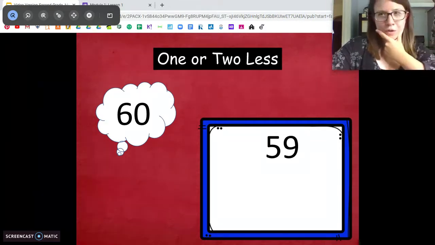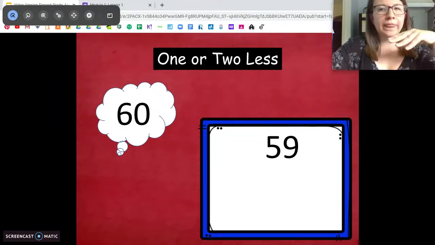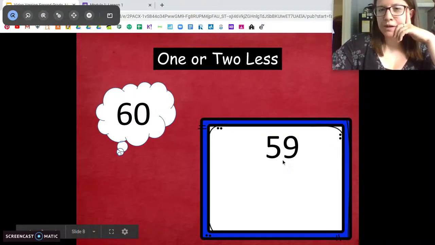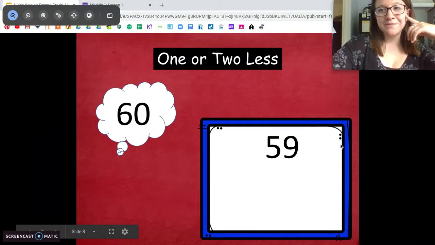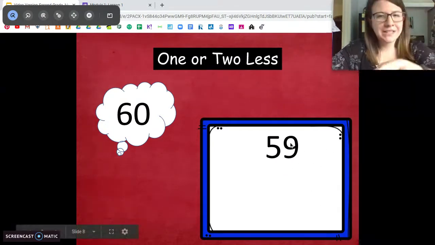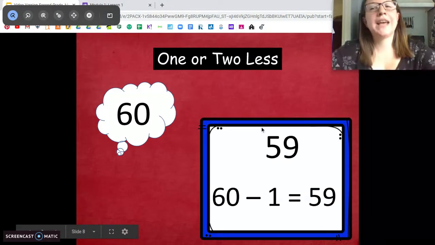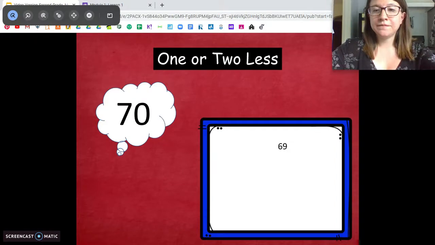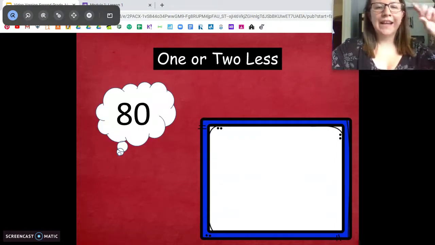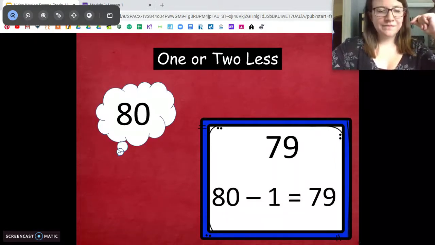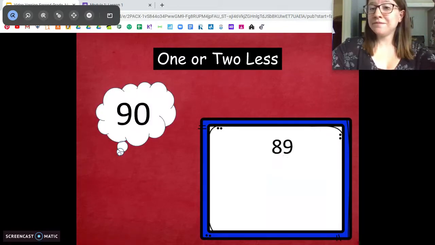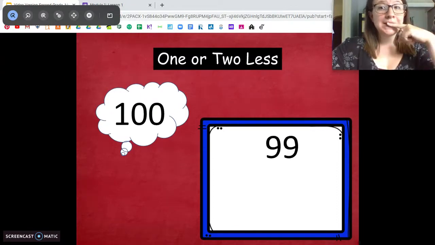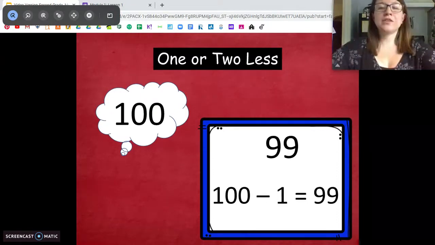What pattern are you noticing with all of these numbers that are 1 less than a multiple of 10? What number is in our ones place? It's a 9. Every time when we take 1 away from a multiple of 10, that 9 is going to be in the ones place. Let's keep going. 70. Very good. 80. 90. 100. Don't get tricked. 99. 1 less than 100 is 99.